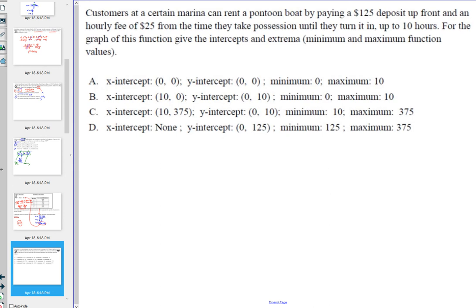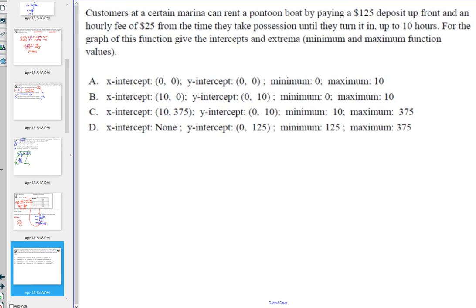Customers at a certain marina can rent a pontoon boat by paying a $125 deposit up front and an hourly fee of $25 from the time they take possession. They turn it in up to 10 hours. For the graph of the function, give the intercepts and the extrema, the maximum and the minimum.